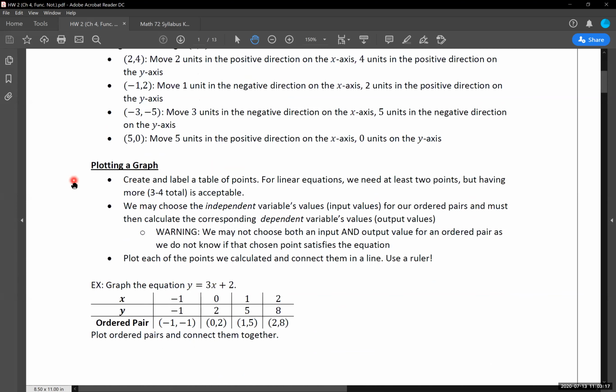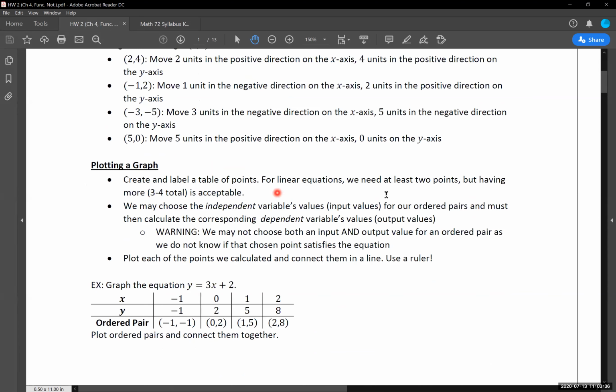So, plotting a graph. We've been given an equation of some kind, and there's a bunch of different ways that can look. We'll go through some examples of that. The way we are going to plot a graph, my recommendation when you're doing this, is to create and label a table of points.